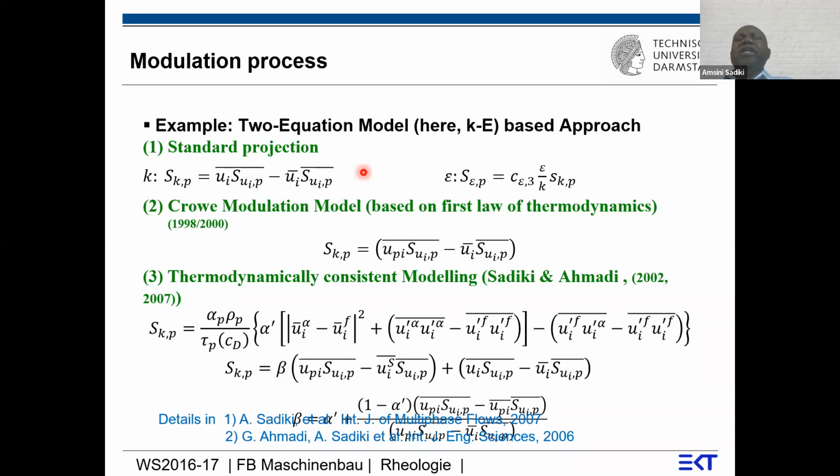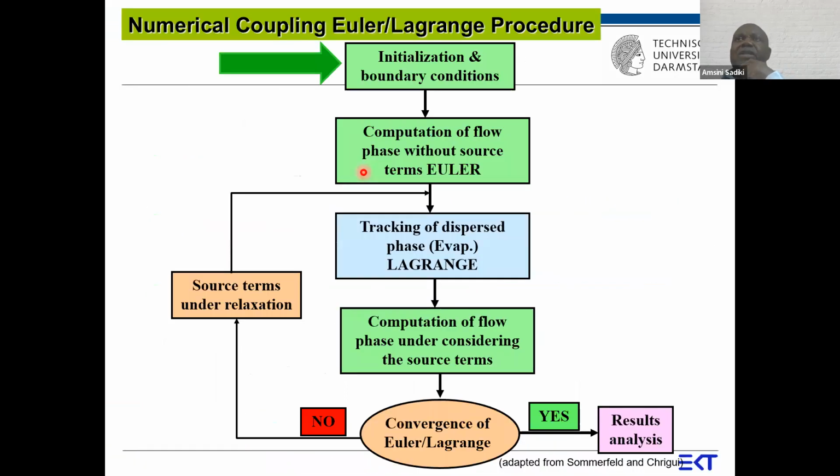And using this expression allows us to see which model is the best one to account for the modulation process. For that, we have to solve the equations. And to solve the equations, we have two sets of equations. We have the fluid phase governing equation, and we have also the disperse phase tracking equation. So we call one the Lagrangian one, and the other is Eulerian.